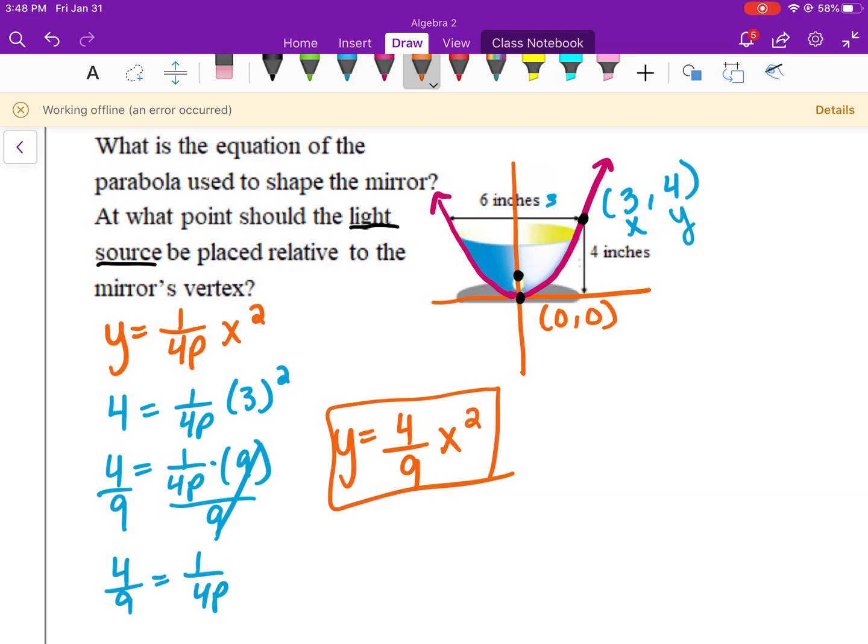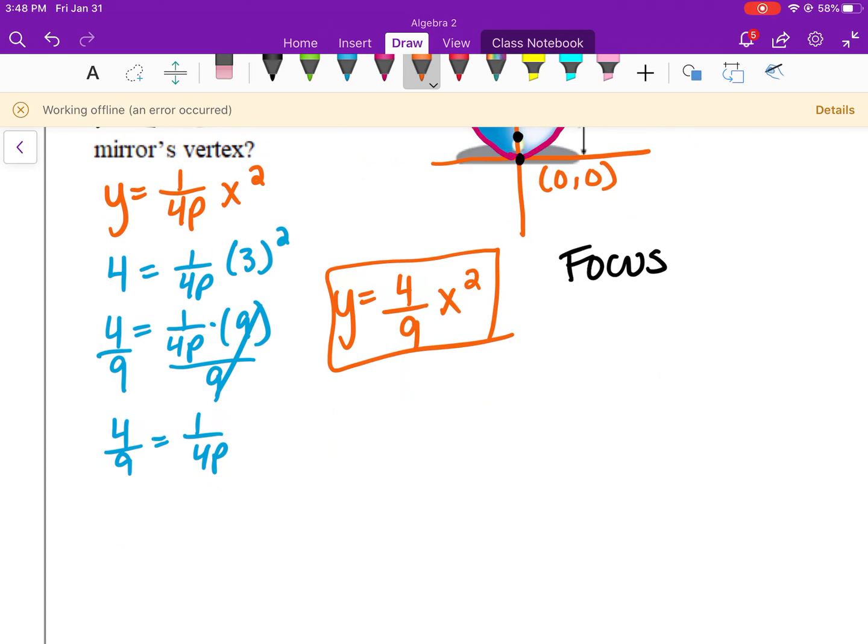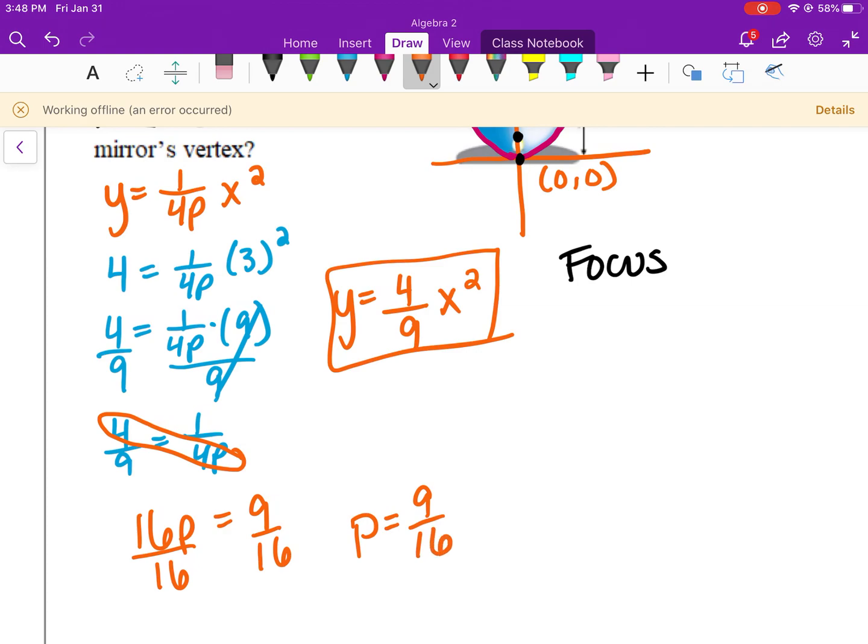Second question, at what point should the light source be placed relative to the mirror's vertex? So how far should the point that this light piece should be at, the little light filament? Essentially that's the focus point. They're asking you to solve for the focus. So how far is that from the vertex means you need to solve for p. So if I go back down to 4/9 equals 1 over 4p, I can cross multiply. 4 times 4p is 16p, and 1 times 9 is 9. Then finish solving for p by dividing both sides by 16. I get p equals 9 over 16.